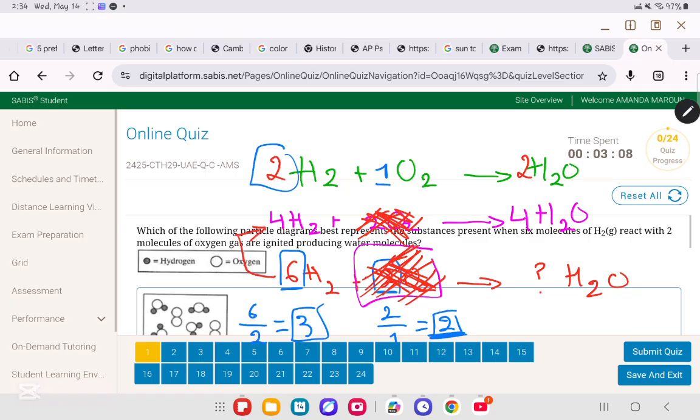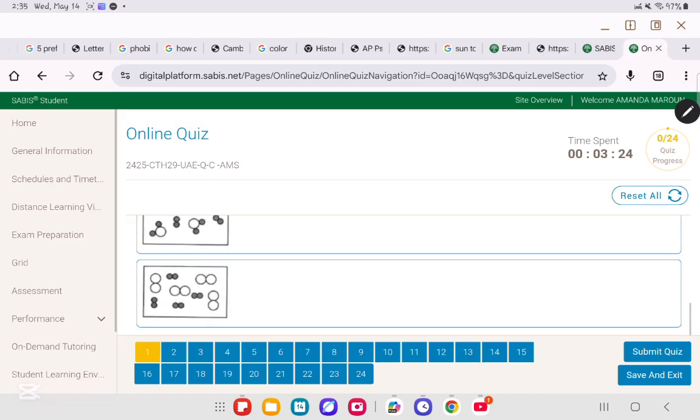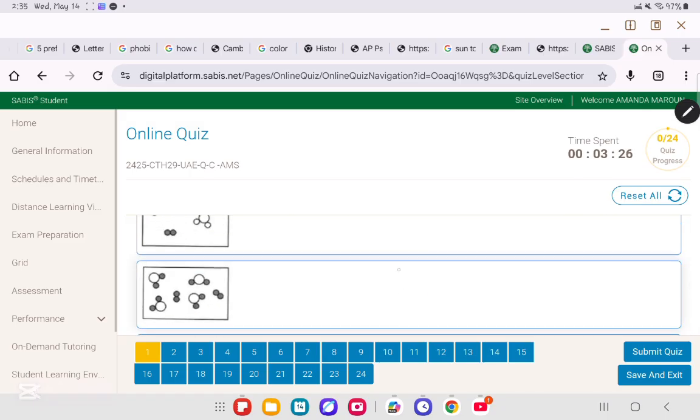However, 6H2 became 4H2. So 4H2 of the 6H2 was used. That means 2H2 was left behind. That means in the product, you're going to see 2H2, 2 hydrogen molecules. And then finally, you have in the product here 4H2O. So you're supposed to see what? 4 molecules of H2O and 2 molecules of H2.